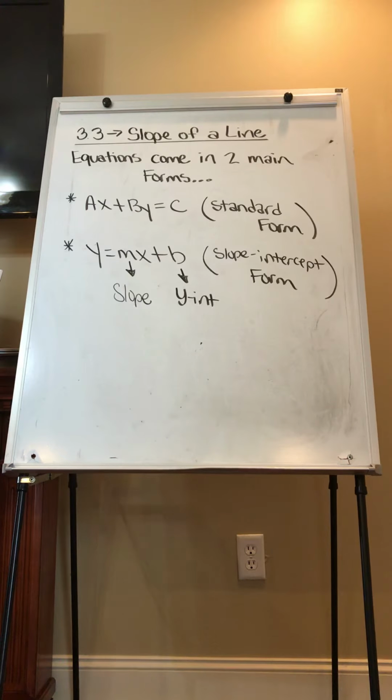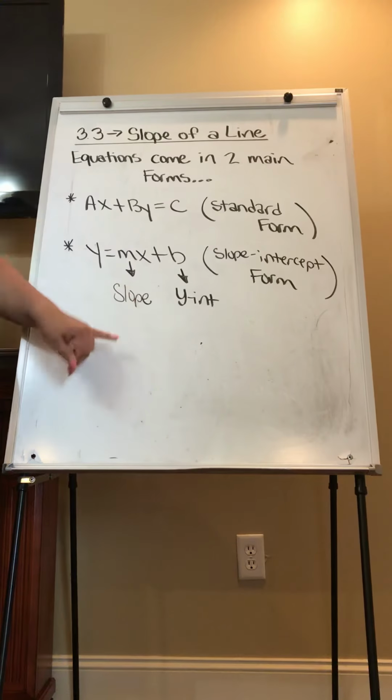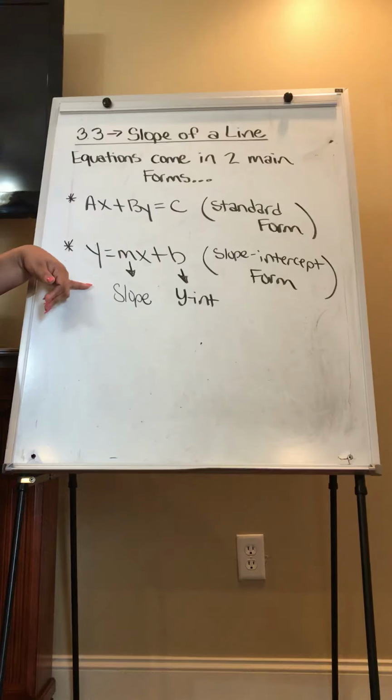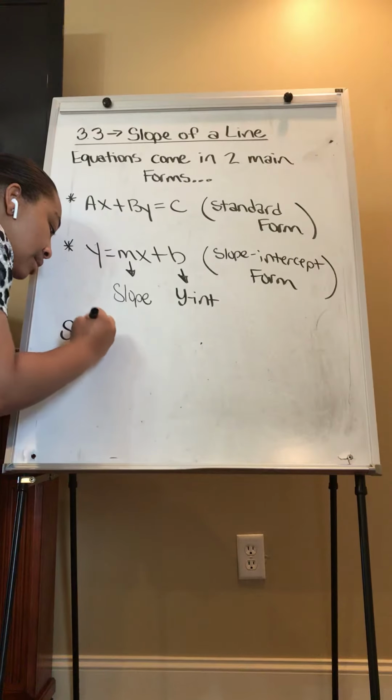If you have it in slope-intercept form, you can graph any line. All you do is put your first point on the y-axis at this particular number, and then we do the slope of this number. Slope is our movement. Let's go ahead and talk about that movement.